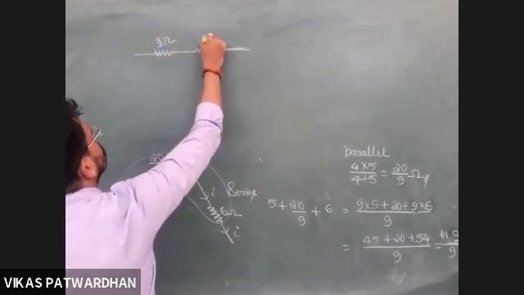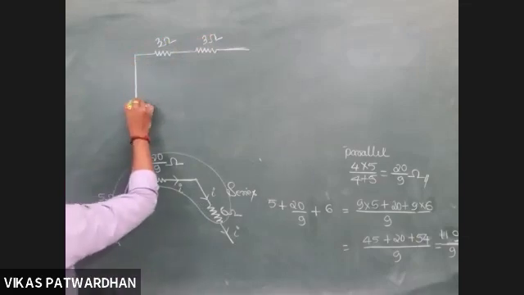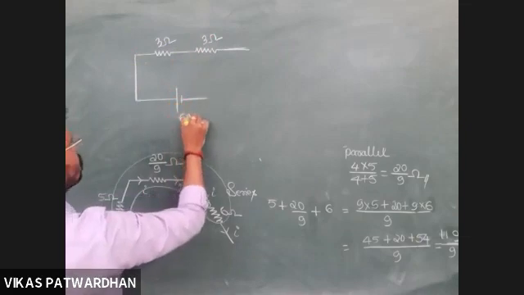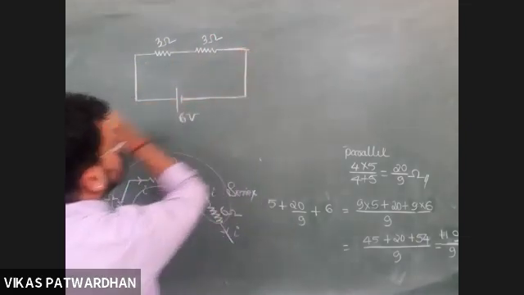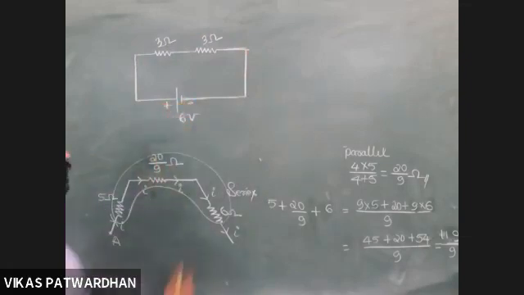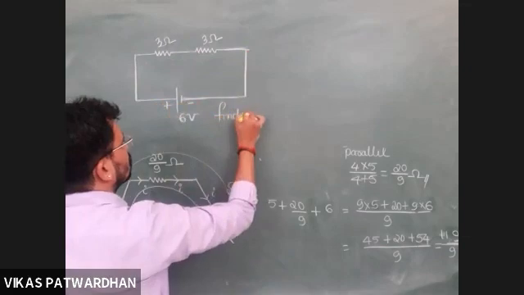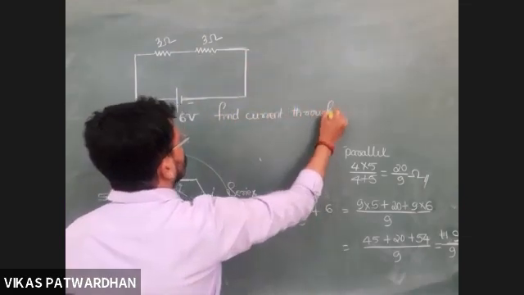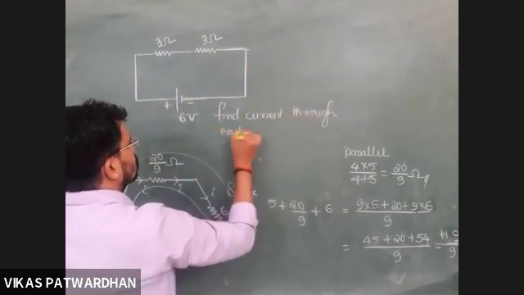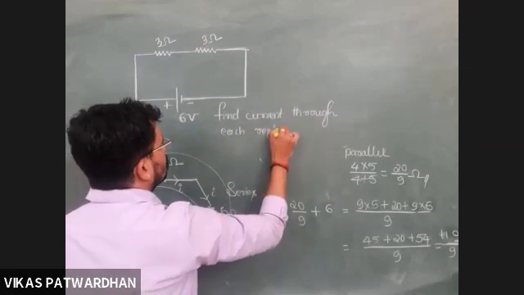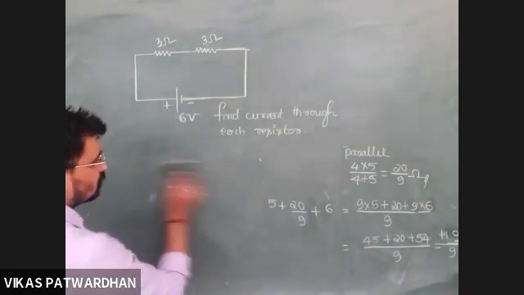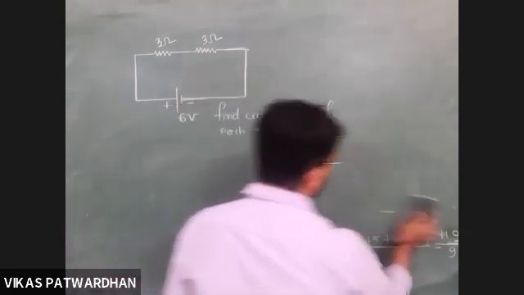3 ohm, 3 ohm, 5. I have a 6 volt battery. Positive, negative. The question is finding the current through each resistor. Find the current through each resistor. That is the question.